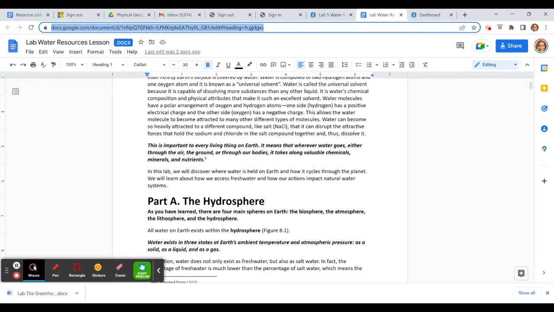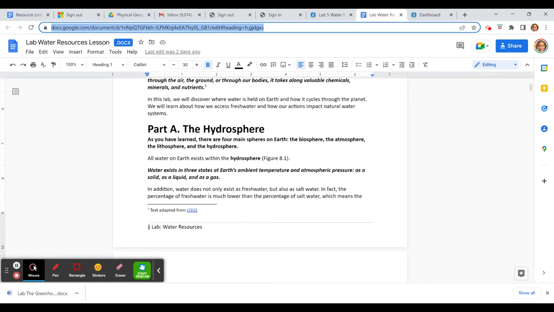So, in part A of this lesson, we're going to talk about the basics of the hydrosphere. And we've learned there are four main spheres: the biosphere, the atmosphere, the lithosphere, and the hydrosphere. And all of these interact with one another. For example, when we talk about the hydrosphere, it also includes the atmosphere. There's always water in our air. Although we can't see it, it's there, and it's expressed as humidity.